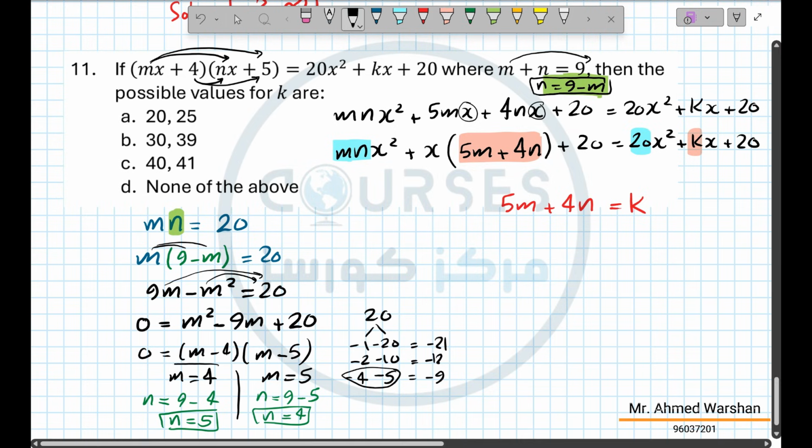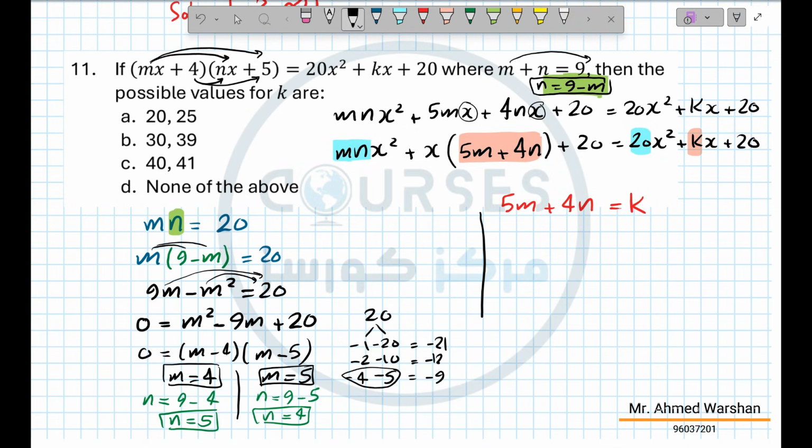So here you have 2 values for m that you're going to use together with 2 values for n. So you have 2 possibilities. The first possibility, m is 4 and n is 5. So let's do that. M is 4, so that will be 5 times 4. And n is 5, so plus 4 times 5.